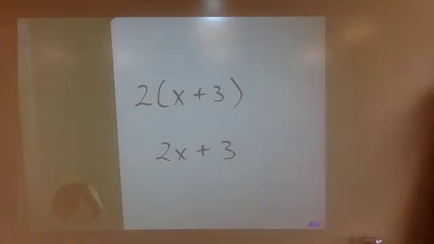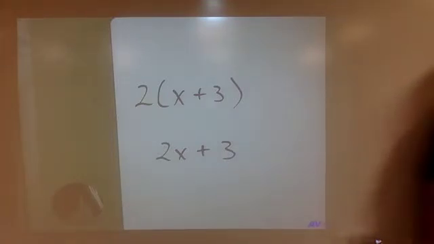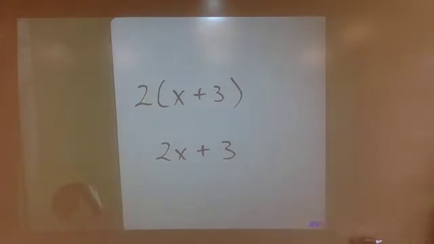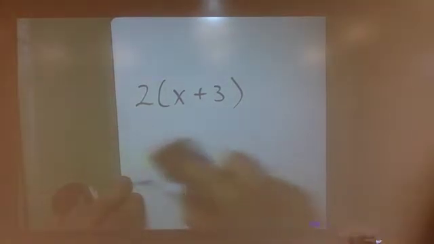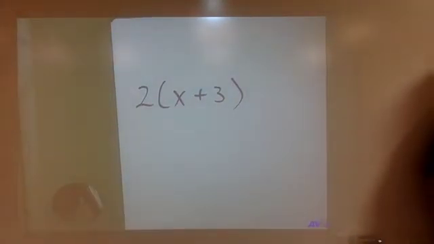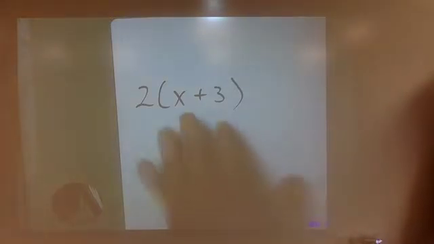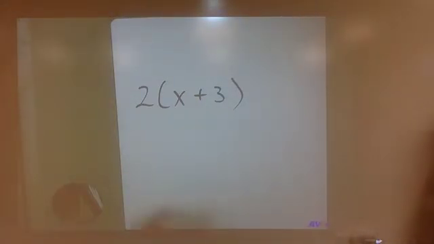Like, say I can't see your paper, and I say, read to me what's on your paper. If you say 2 times x plus 3, I'm going to think this is on your paper, but that's not what's on your paper. This is. So don't say 2 times x plus 3. What you say is 2 times the quantity of x plus 3. That's technically how you read this. So when I say solving with quantities, I'm talking about parentheses. The parenthesis is a quantity.